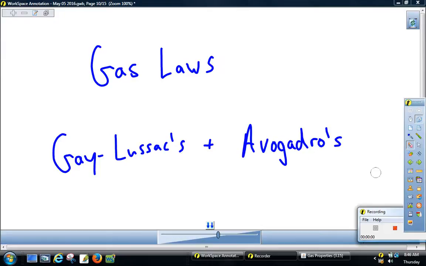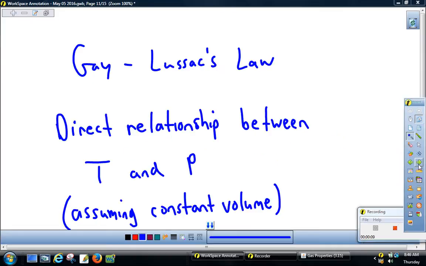Hello class, today we want to take a look at Gay-Lussac's Law and Avogadro's Law. So first let's take a look at Gay-Lussac's Law. Gay-Lussac's Law states that there's a direct relationship between the temperature and the pressure of a gas.